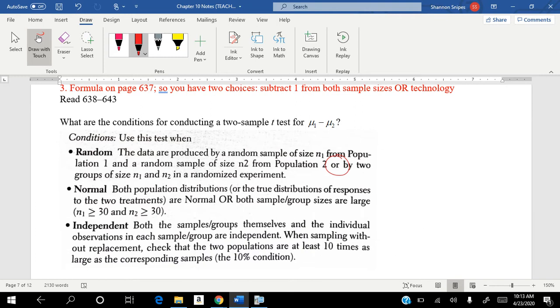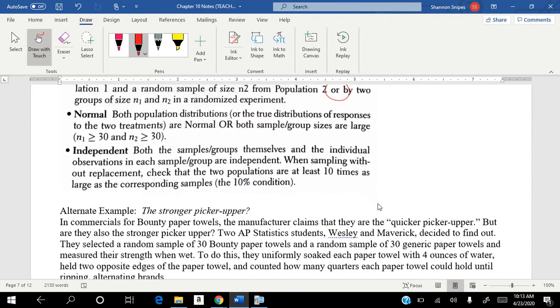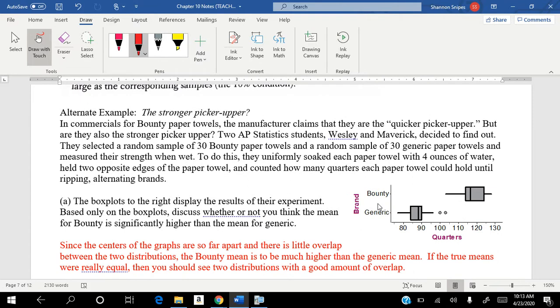Also remember that you can still use your t procedures if your sample size is less than 30. Remember how the t procedures are very robust. So we would have to check the graph of the data. So if n is less than 30, you would have to check it for both populations. You check the graph and look for extreme skewness and outliers. All right, let's do a problem.